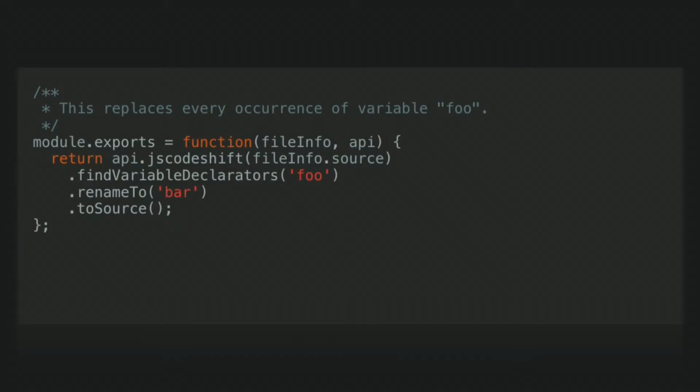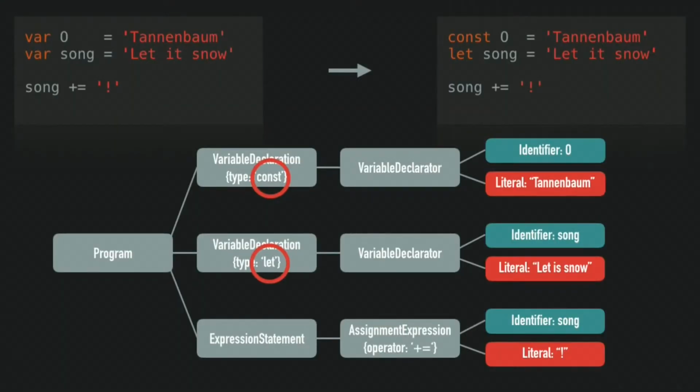As an example, this little program is a codemod that replaces all the occurrences of foo with bar. As you see, I start by calling api.jscodeshift on my source code. Now I have an AST in my hand, and then I can call some functions on it. Here I'm just finding all variable declarations with a given literal, and I rename it, and I call toSource in order to serialize it again. So that's a very simple program.